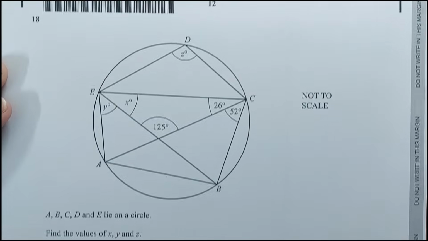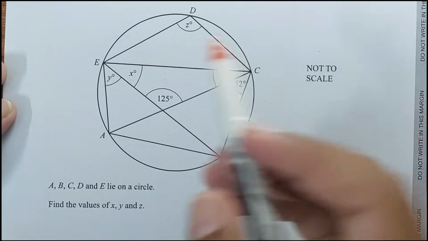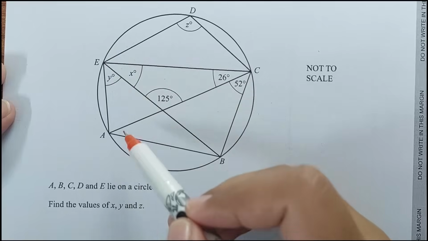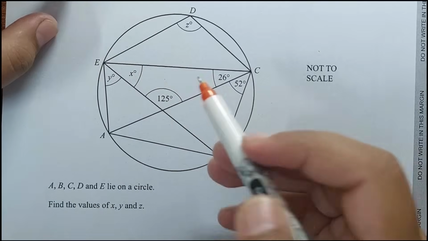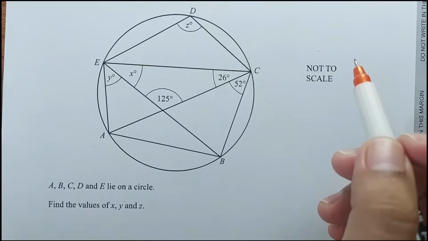Question number 18. A, B, C, D, and E lie on a circle. Find the values of X, Y, and Z. Okay, let me start with X. Here is X. It's not the center.